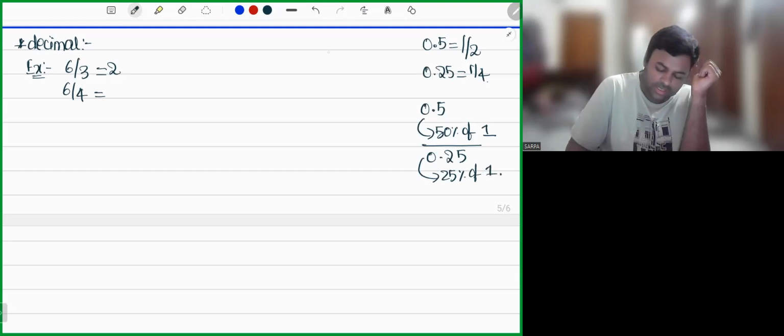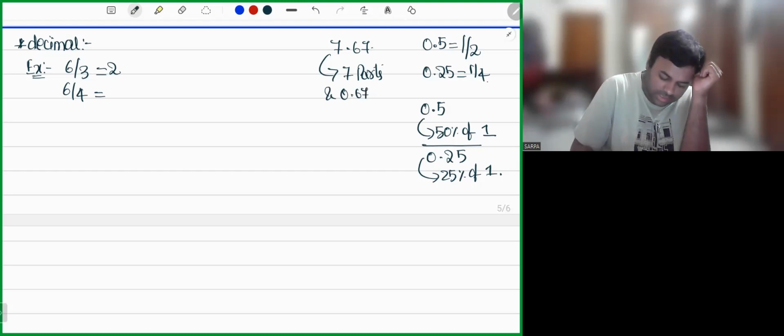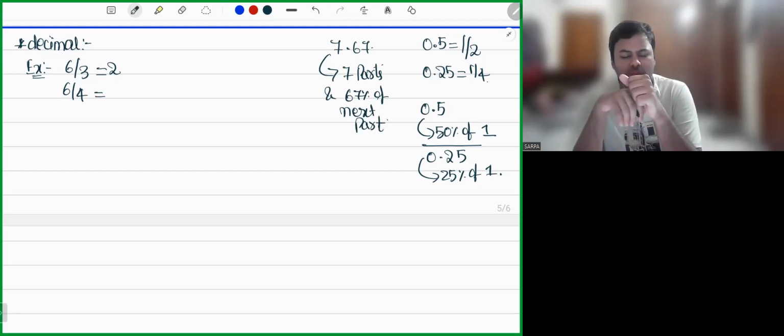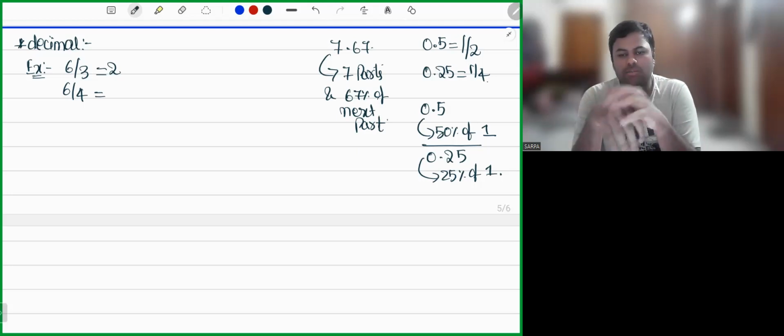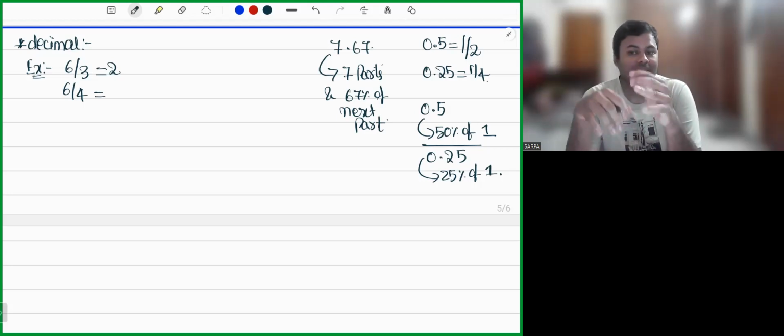I'm writing 7.67. Then it will be 7 parts and 0.67, or 67 percent, of the next part. What do you mean by 7.67? 7 parts plus 67% of the next part. So instead of writing it as 8 parts, I'm writing it as 7.67.